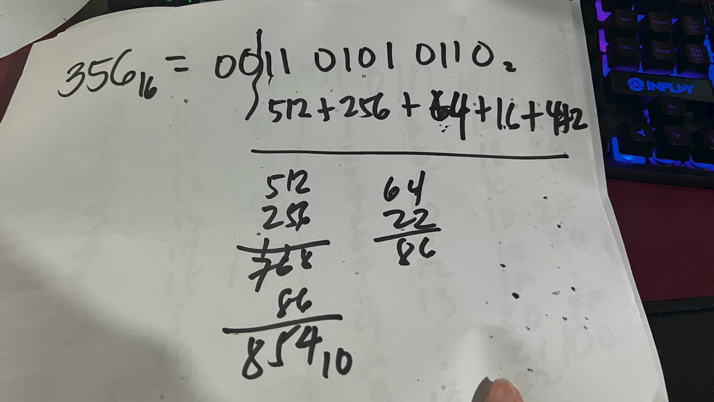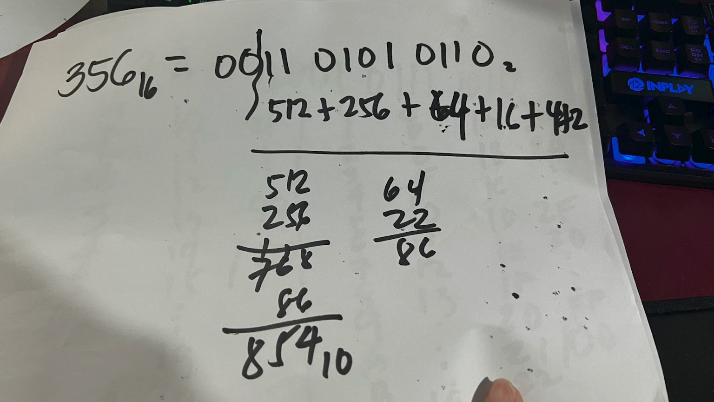So pag inadd natin lahat yan, tignan natin. 512 plus 256 is 768. Then mas madali, this is 64 plus 16 plus 6, 86. So plus 86, so magkakaroon ka ng 854, base 10. So ito na yung pinakasagot natin.